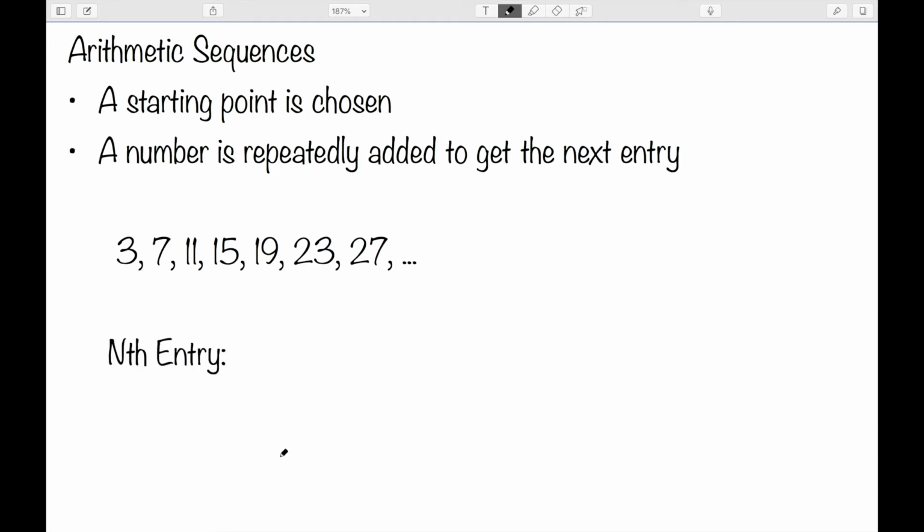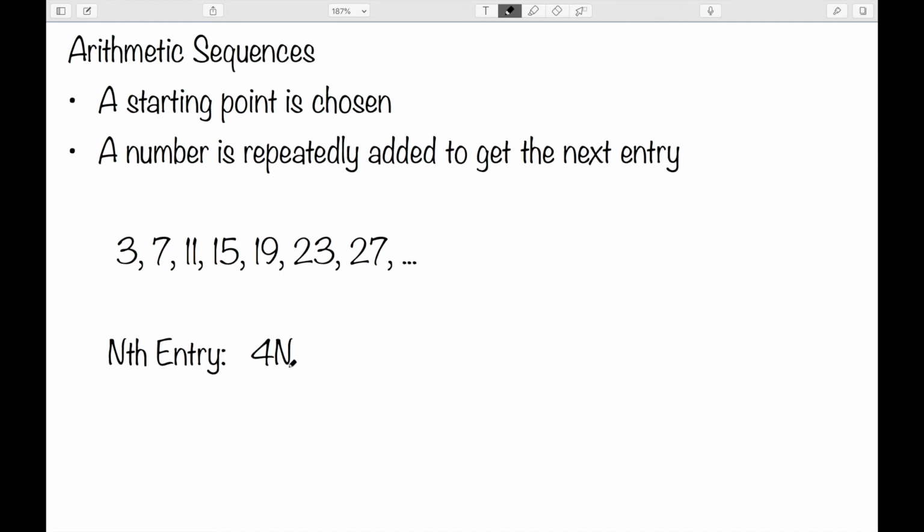And with these sequences, we can actually find a formula to get the nth entry if we want to get the 50th entry or the 2000th entry. So we know that we're repeatedly adding 4. So that starts us with this 4 times n. But we started at the value of 3. So if n is equal to 1, the first entry, I should output a 3 here.